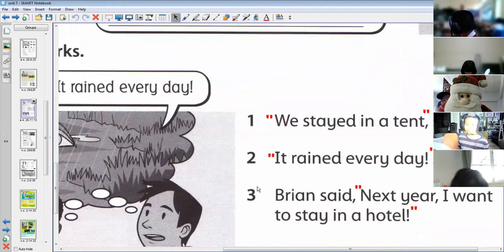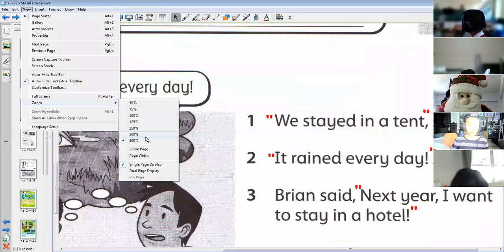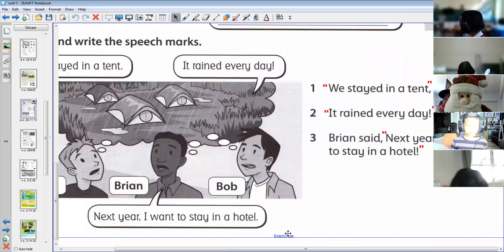Okay, so make this smaller again now so you can all check. Okay, then you can check your answers. You have that correct. These are where you should have the speech marks. Not this: said Bill, said Bob, Brian said.